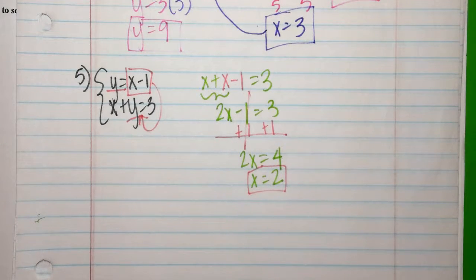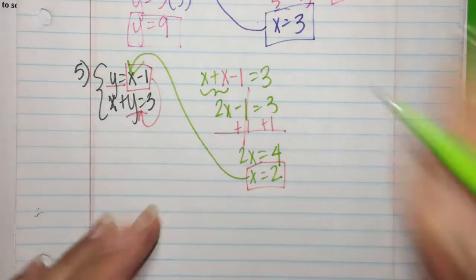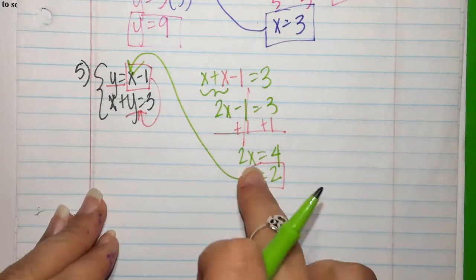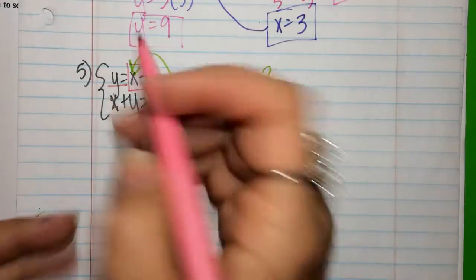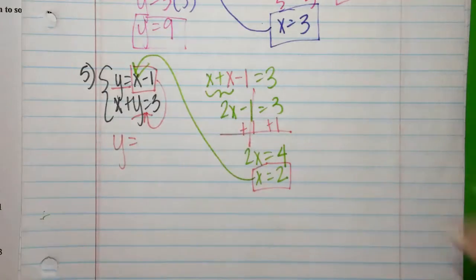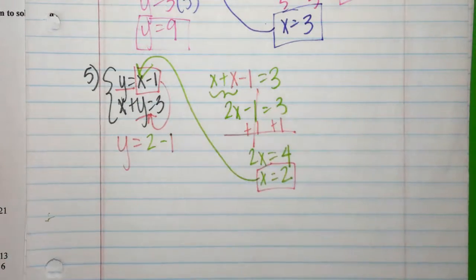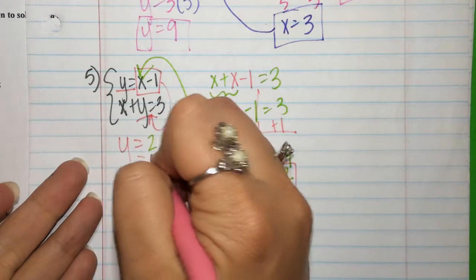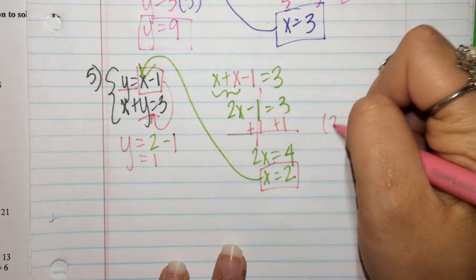Alright, now how many answers do I have to have before I'm done? 2. And how many do I have? 1. So what do I do with that x? Plug it in where? Back at the top. Now you can really plug it into either one, but y is by itself, so let's plug it in right there. So that gives us y equals 2 minus 1. And what's 2 minus 1? So what's my points? 2, 1.